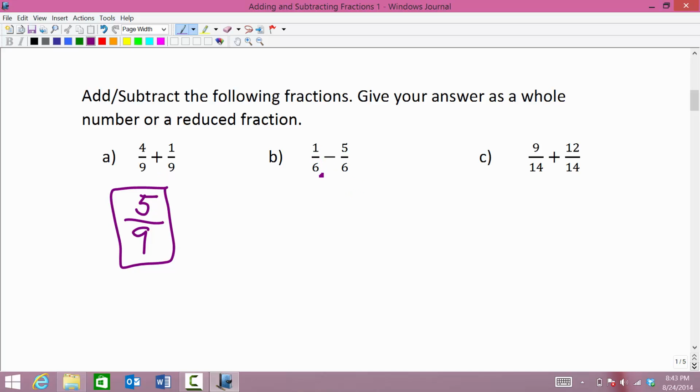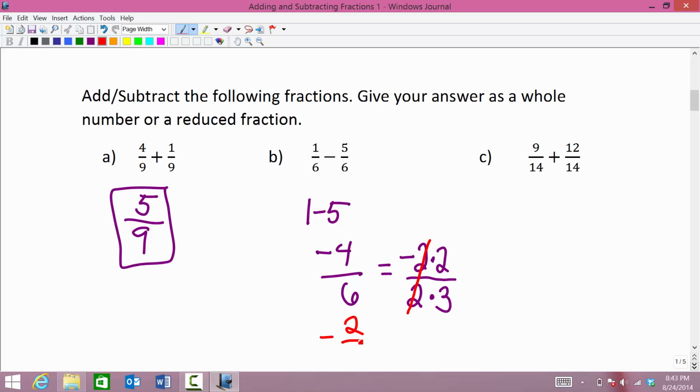Here we're subtracting, but we have the same denominator, so 1 out of 6 equal pieces minus 5 out of 6 equal pieces. We subtract. 1 minus 5 is negative 4, keeping our denominator of 6. We want to reduce this, breaking up into prime factors, canceling our common factors. We end up with a final reduced answer of negative 2/3.